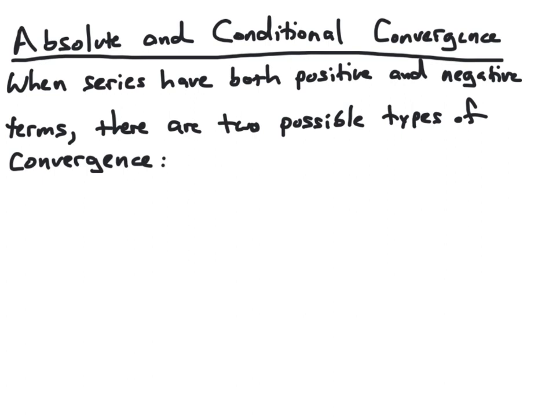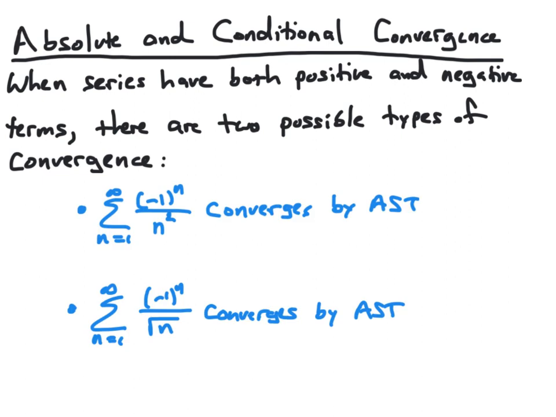For example, we could have series where the first two terms are positive, the next two terms being negative, the next two terms positive, and so on. It turns out that for such a series, one with both positive and negative terms, there are actually two different ways in which the series could converge. In order to illustrate these two types of convergences, we're going to consider the following two alternating series.